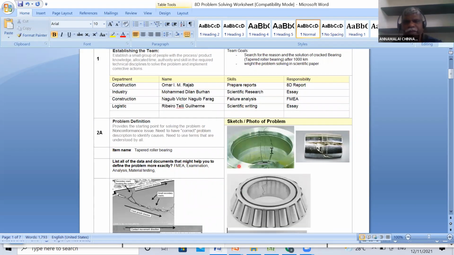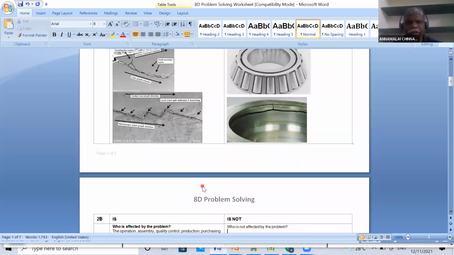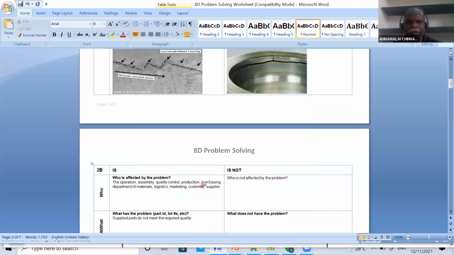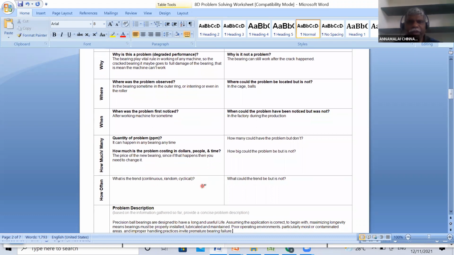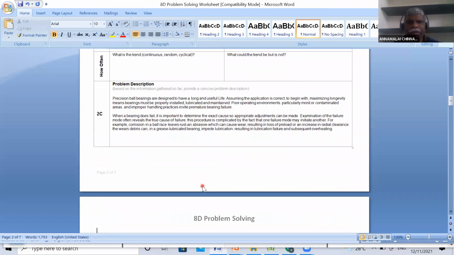Then maybe you can try to make some drawings, or take some photographs in order to really explain to the people what the problem is, right? In order to visualize the problem, you can take photographs or draw some sketches. Then you can do the fishbone or the Pareto chart or any other analysis to define the problem. So then the final problem description is written here. So this is the problem description.